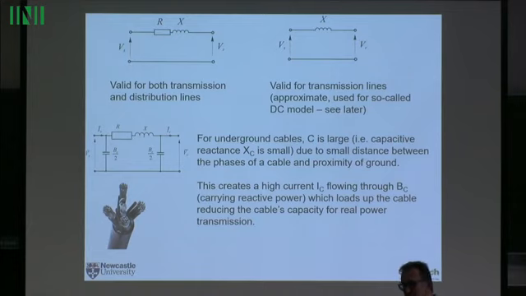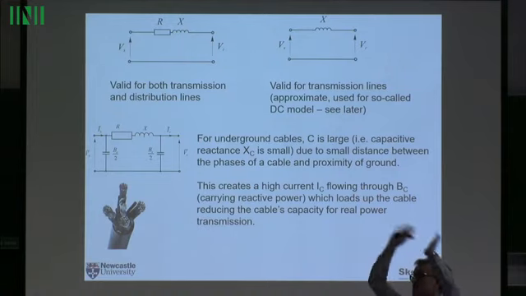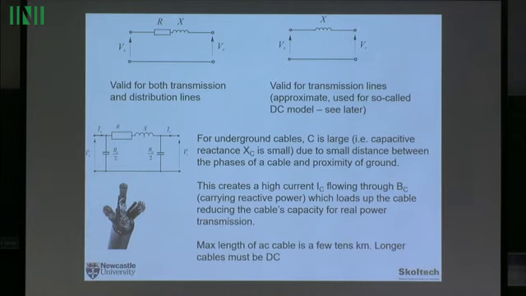Because the capacitive current would load up the cable. There will be no heating capacity in it for real power. So that's why underground AC transmission cables are used in cities, because you cannot run transmission lines over houses, but they're short. They'll be just a few kilometers. If it's too long, the capacitive effect will take over. Okay? So as I said, longer cables must be DC.